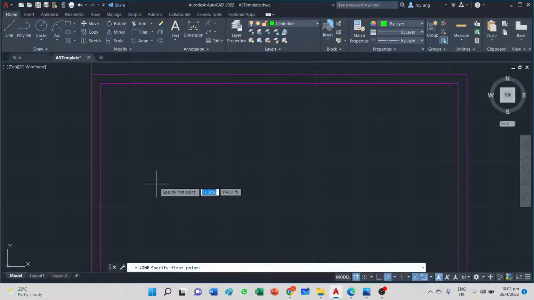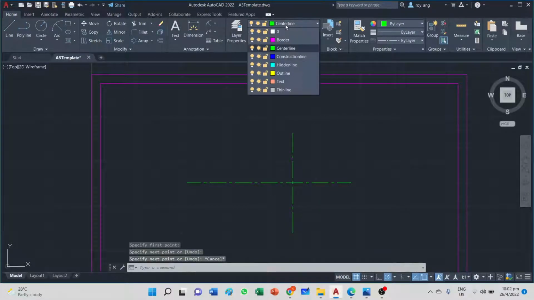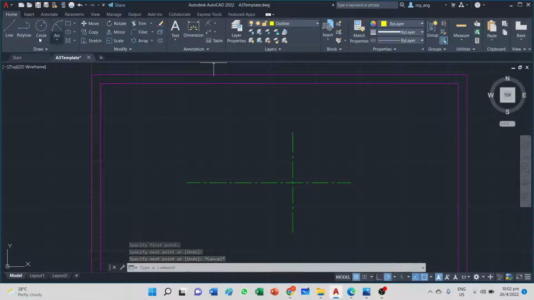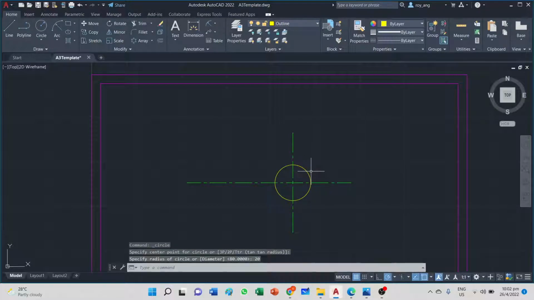Going to start drawing the center lines first, let's see if I can forward that. Yeah, start drawing the center line first, and then have the outline. And the first circle is R20, so I'm going to enter in R20.